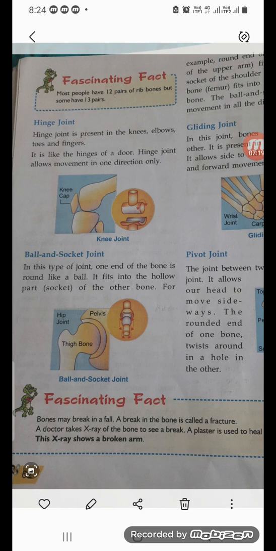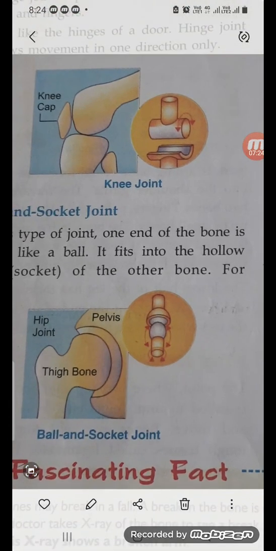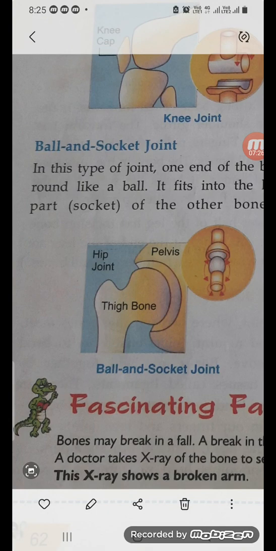Then is the ball and socket joint. In this type of joint, one end of the bone is round like a ball. एक end ball की तरह round होता है, and it fits into the hollow part of the socket. जो हमारे बोन का एक hollow part होता है, उसके अंदर घुसा हुआ होता है. For example, the round end of the humerus fits into the cup-like socket in the shoulder bone. Also, the thigh fits into the socket of the hip bone.